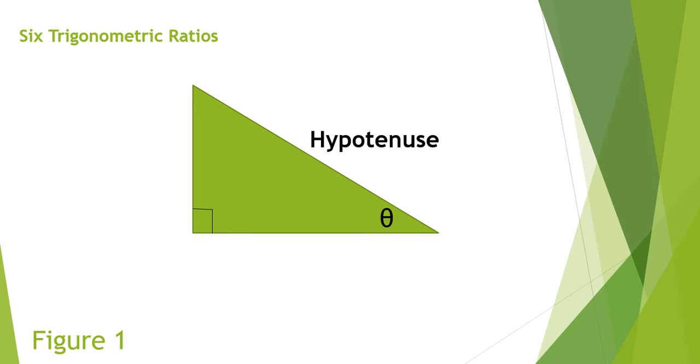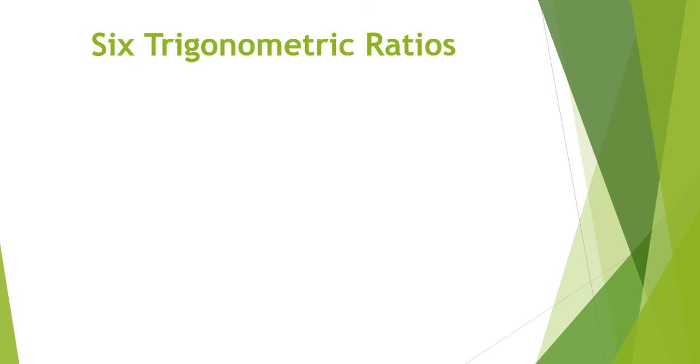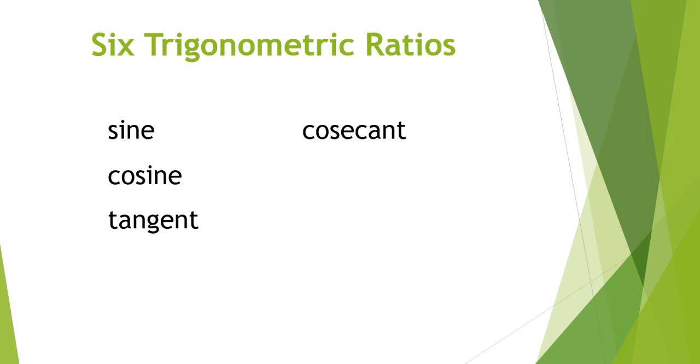So of course, the longest side is what we call the hypotenuse, while its opposite is the opposite side. And of course, the other one is the adjacent side. And here are the 6 trigonometric ratios. The basic ones are sine, cosine, and tangent, while their opposites are cosecant, secant, and cotangent.